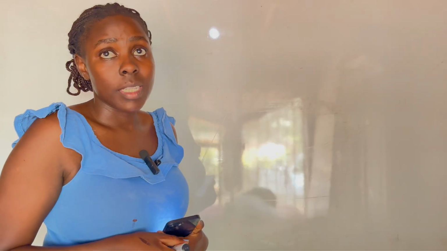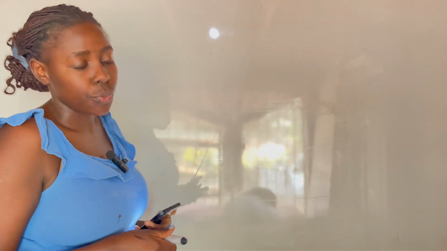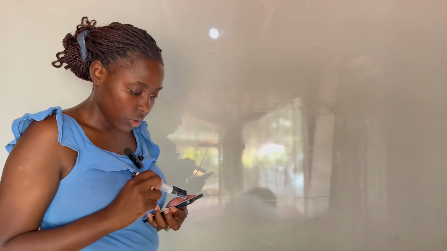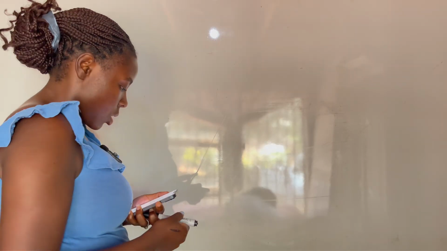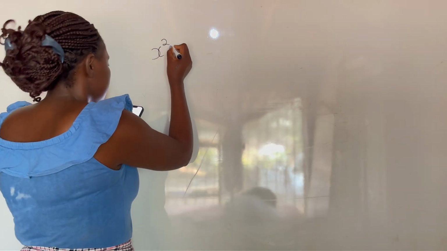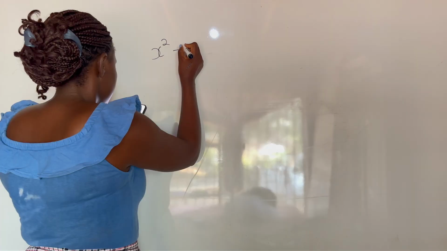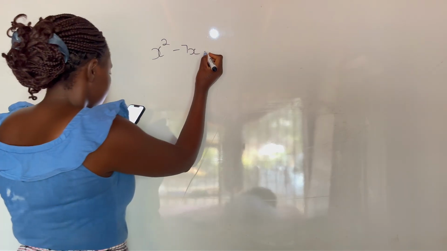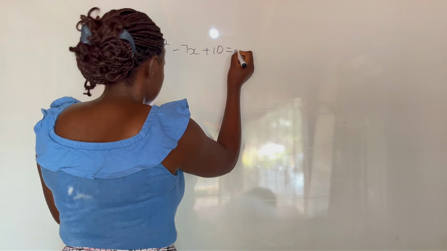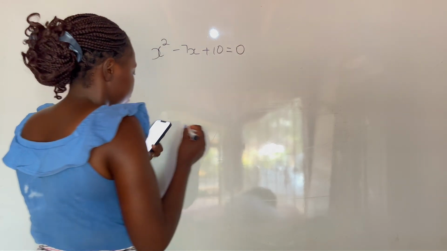So today we'll be treating question 1 for grade 12 mathematics, which was written in 2022. So 1.1 says solve for x. We'll start with question 1.1.1, which says x squared minus 7x plus 10 is equal to 0.